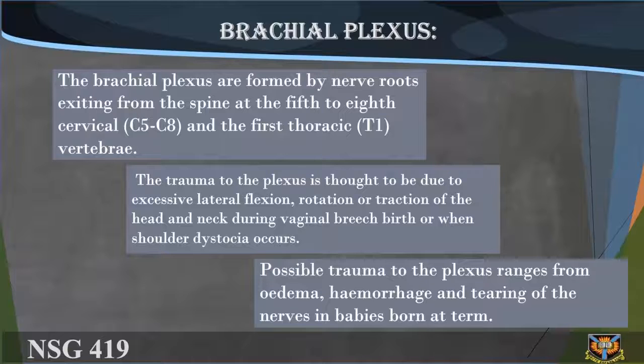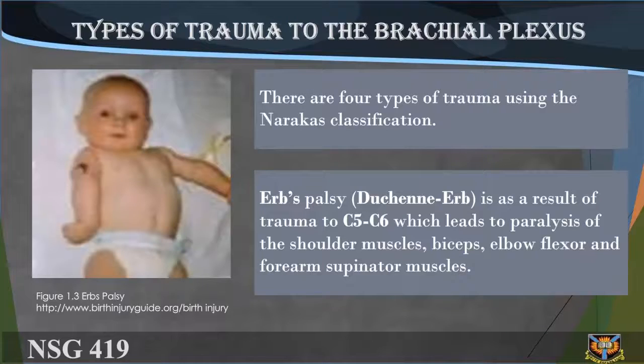Despite interventions such as elective cesarean section, less traction force, and increased skill in maneuvers used to manage shoulder dystocia, its occurrence is relatively stable. Therefore, brachial plexus trauma has been more recently associated with the force exerted by the uterus. Possible trauma to the plexus ranges from oedema, hemorrhage, and tearing of the nerves in a baby born at term. Types of trauma to the brachial plexus. There are 4 types of trauma using the Narakas classification.